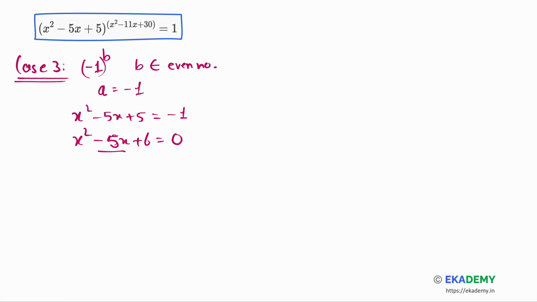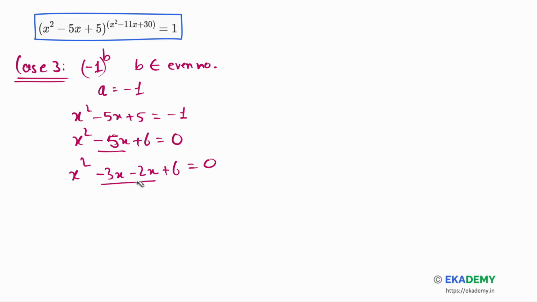Now, split the middle term. What we will get is x square minus 3x minus 2x plus 6 equals 0, right. So, minus 3 and minus 2, add them, minus 5x, and multiply them. So, that will give 6x square, right.